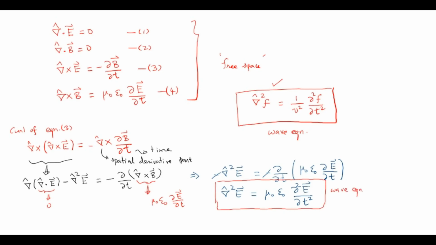Similarly, where did we start now? We started from equation 3, and we showed that the electric field itself satisfies the wave equation, correct? So which means the E field, the electric field, satisfies the wave equation.